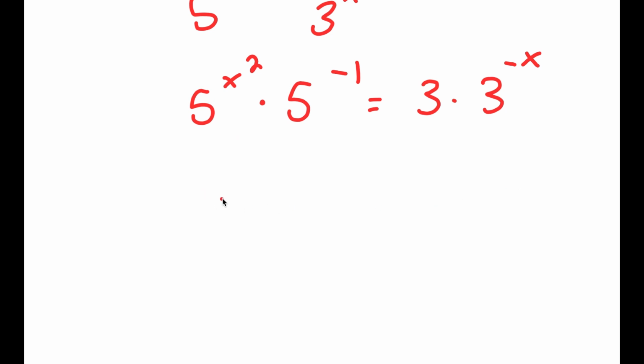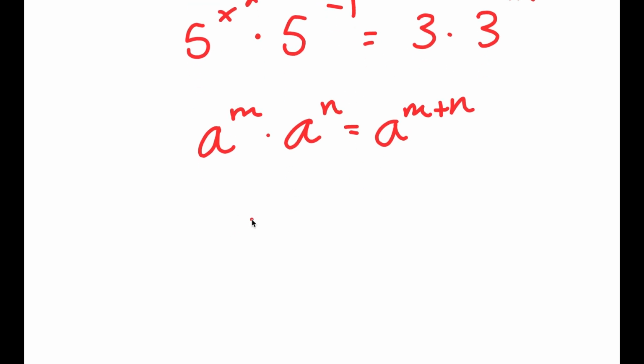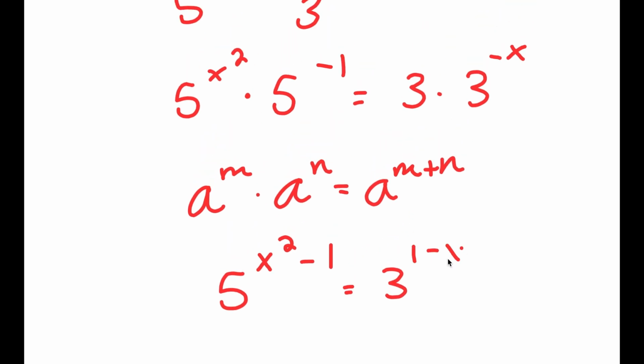Now, if I have something in the form a to the power of m times a to the power of n, this is equal to a to the power of m plus n. So 5 to the power of x squared times 5 to the power of negative 1 is going to equal 5 to the power of x squared minus 1. And this is equal to 3 to the power of 1 minus x. 3 is the same thing as 3 to the power of 1.